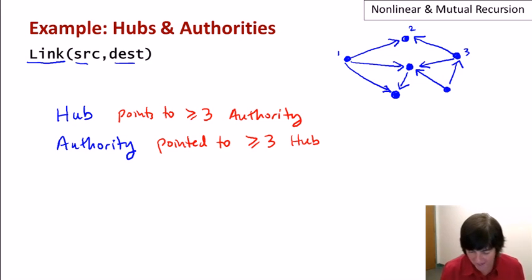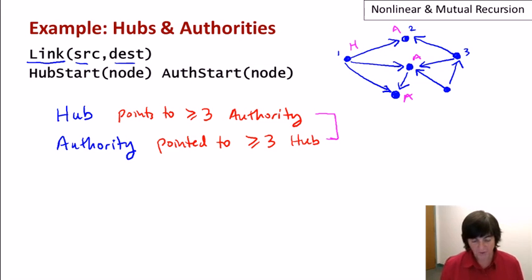Now you can see already how mutual recursion is going to fit into the picture, but how are we going to get started? The only way you can actually get started is to have some nodes that are pre-designated as hubs and authorities. For example, if we pre-designated as authorities these 3 middle nodes here, then we could compute the fact that node 1 is a hub.